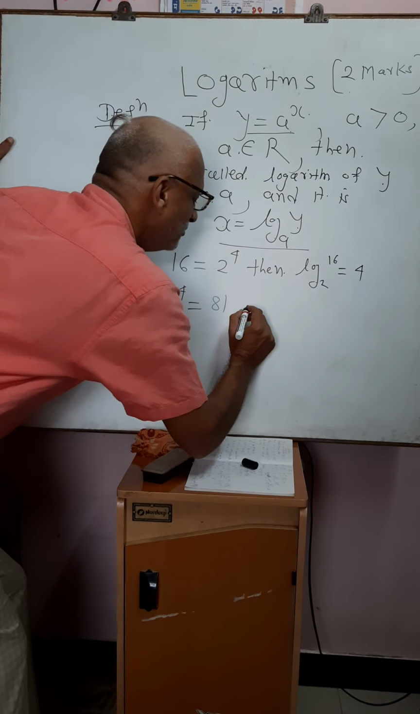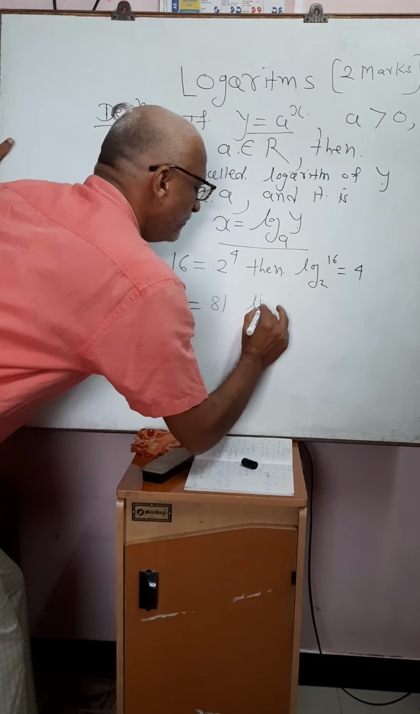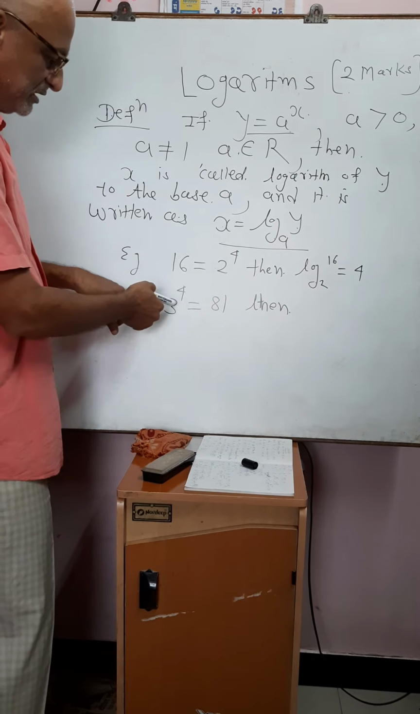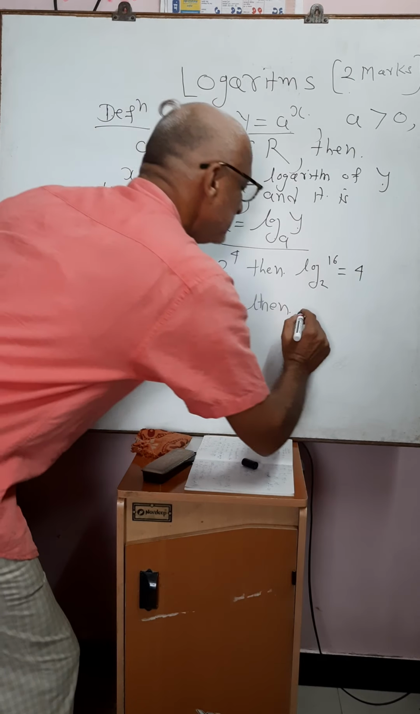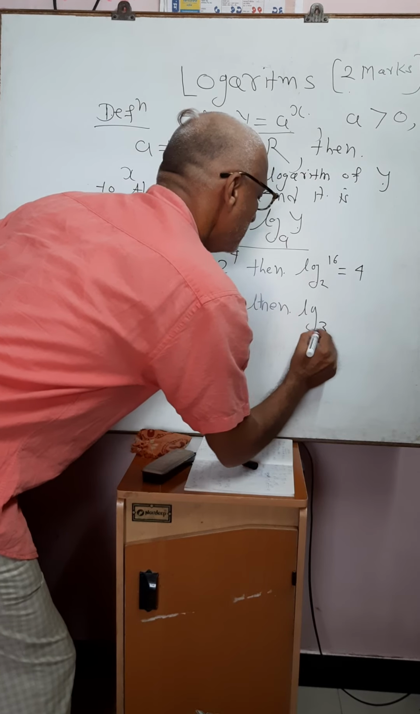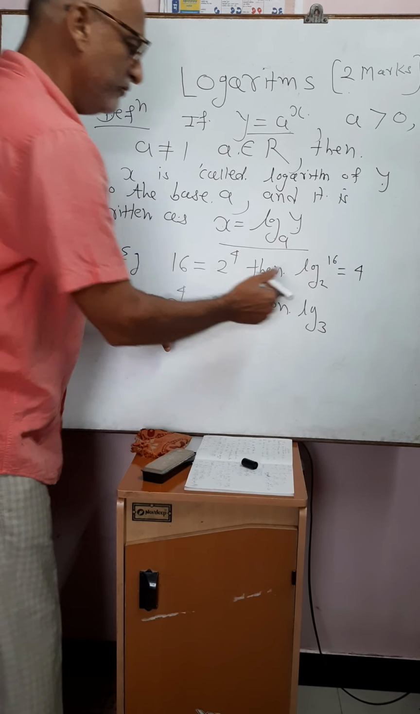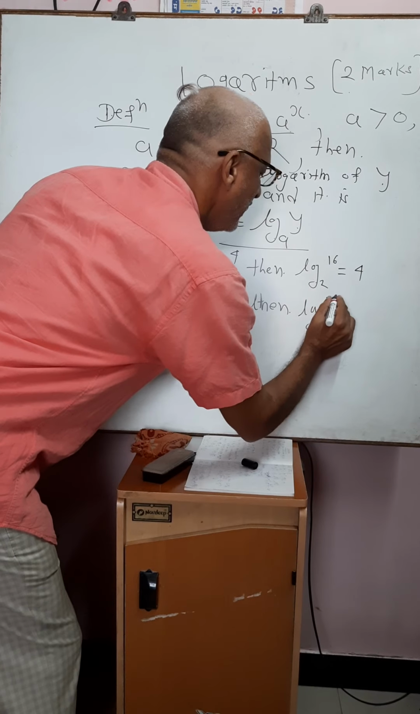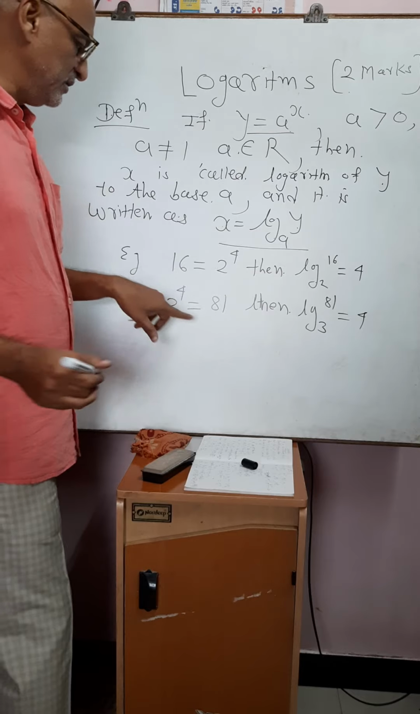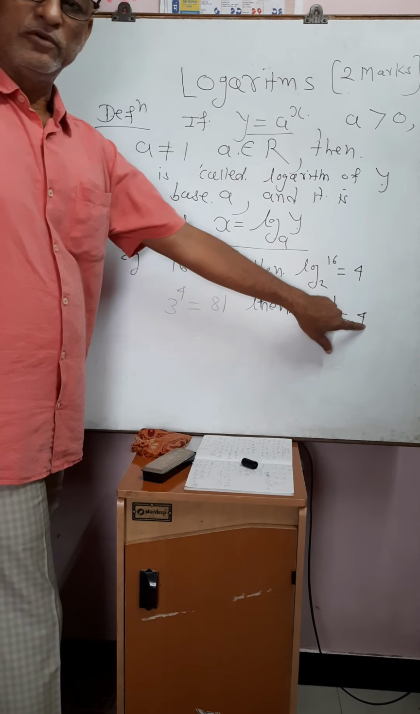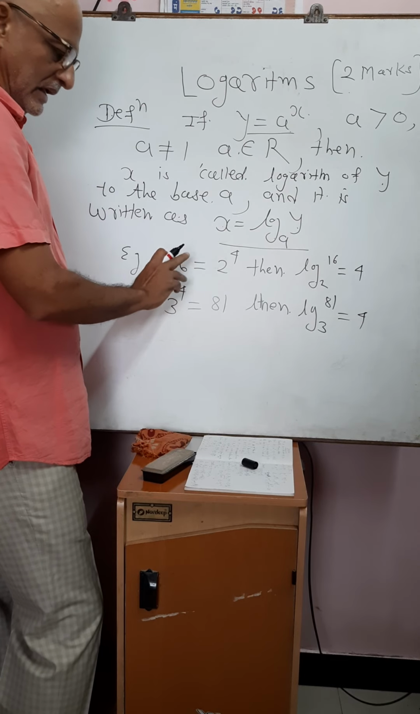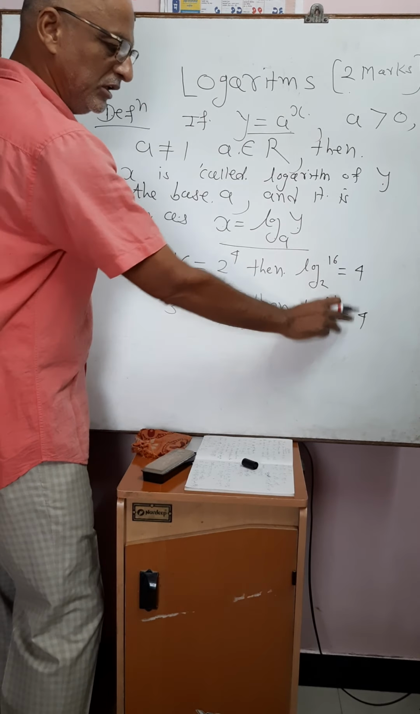So the logarithmic form is, here what is the base? Base is 3. So the base remains the same. First you write down the base: log, base 3. 81 comes here. So log of 81 to the base 3 is equal to 4. So this is the conversion of exponential form to the logarithmic form.